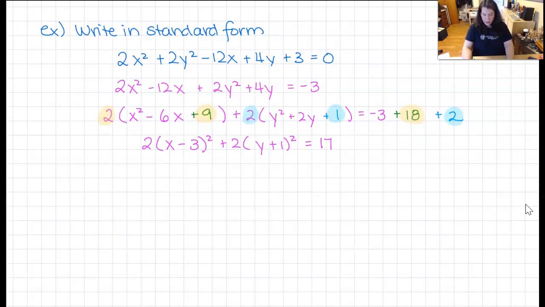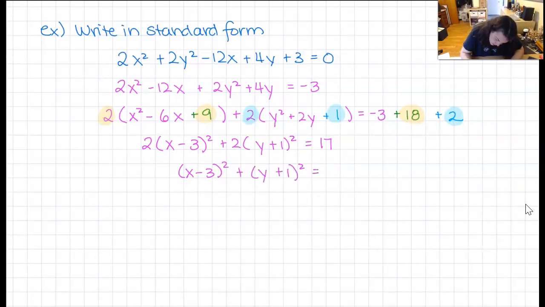And then the thing now is I can't have those 2's there. I have to actually get rid of them. So when you think of the form that I gave, the x minus h squared, there's no coefficient in front. So divide everything by 2, and that gets us x minus 3 squared plus y plus 1 squared equals 17 halves. Ta-da! And now I can easily identify my center and radius.